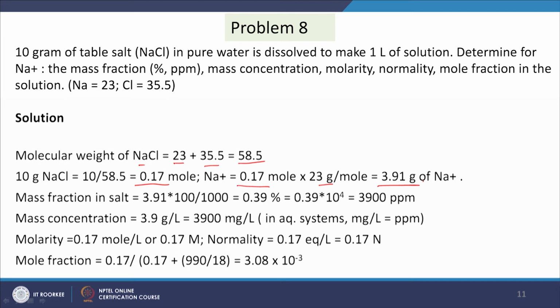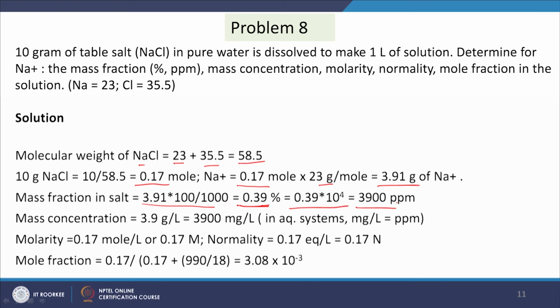So, mass fraction in salt equal to how much? 3.91 into 100 divided by 1000. Why? Because 3.91 gram is sodium and the total is say 1 kg, so 1000 gram if we consider the density 1. So, 3.91 by 1000 into 100 is the mass fraction in salt. So, we are getting 0.39%, and if we want to convert percentage to ppm, we have to multiply it with 10 to the power 4 factor. Then we are getting 3900 ppm.